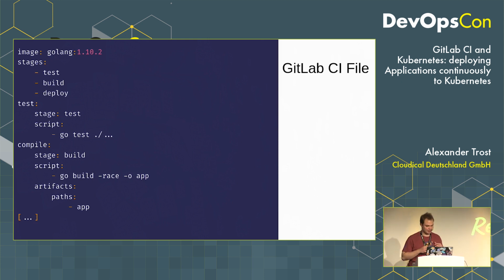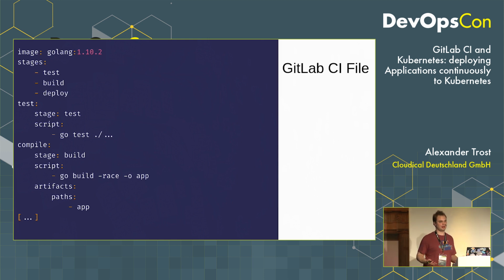GitLab CI uses container images, so you have a reproducible environment for your building. So if you normally build your application and it fails for whatever reason, you don't know why. It doesn't look like you've made a typo somewhere, which should have been caught in the normal test part, for example, before the building even starts.